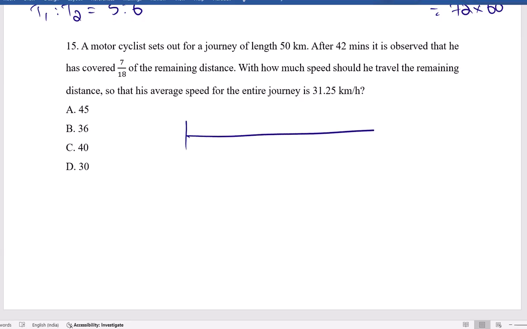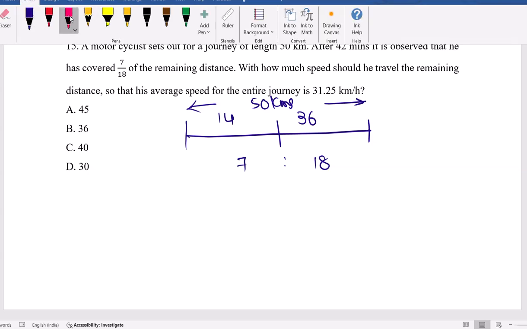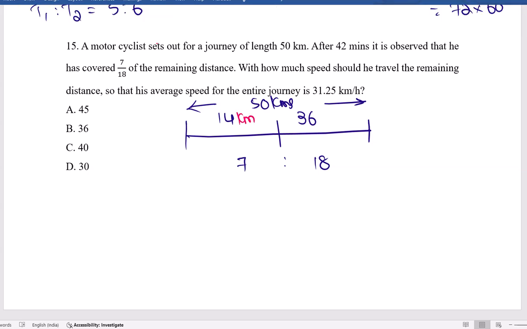So total distance 50 kilometers, you can break into 7 and 18 parts. Means 14 kilometers he covered, he has to cover 36 kilometers. In terms of 7 and 18, yeah, you can see that. 50 kilometers, he covered 14 kilometers, yet to cover 36 kilometers. This done in 42 minutes.